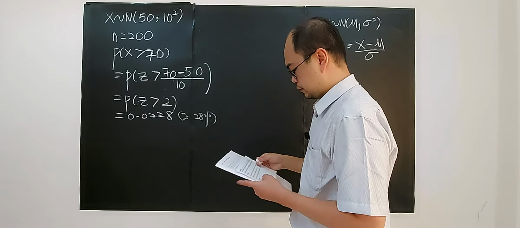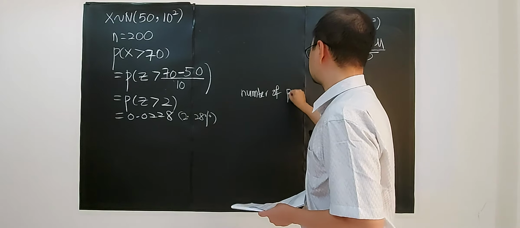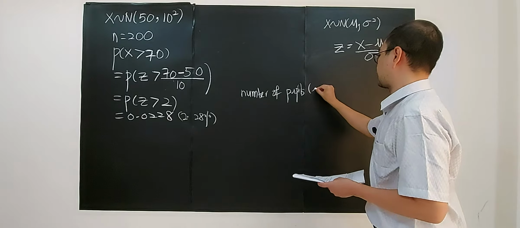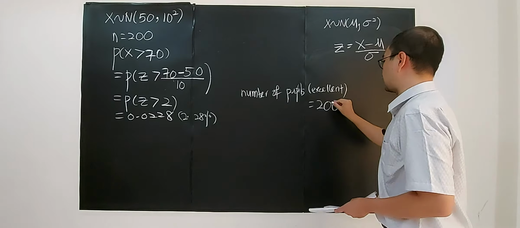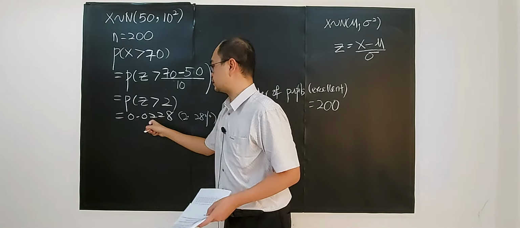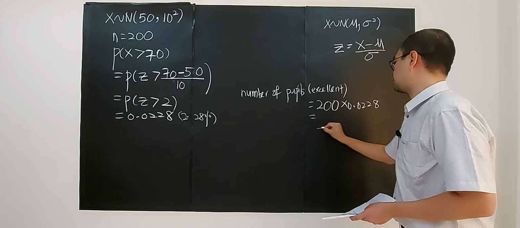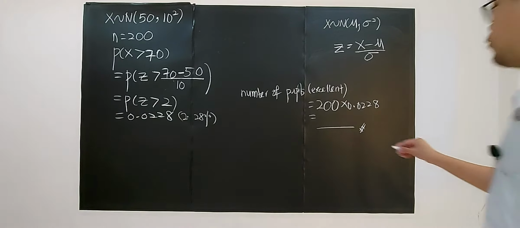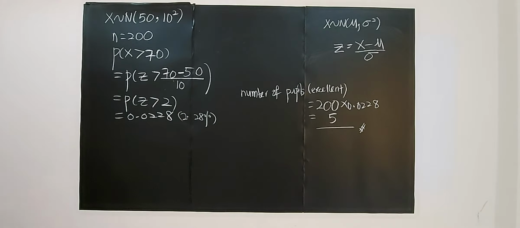So the number of pupils categorized as excellent is equal to, you take the number of samples out of the 200, this is the percentage, this is the probability, 0.0228. So once we calculate, we know around how many students out of the 200. If you calculate, you get around 5 of them, all right? Around 5 of them, rounded off to the nearest integer.